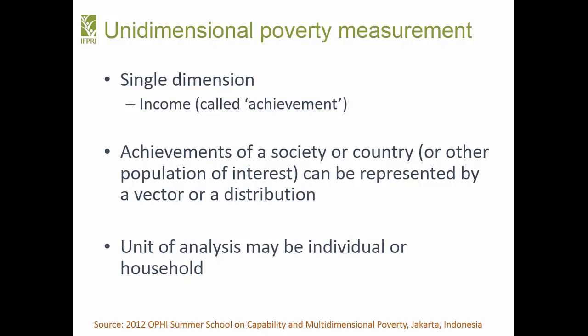Now, this is called achievement, right? This is the level. So the level of income, for example, is the level of achievement of this dimension that we're using to measure poverty. So the achievements of a society or a country or whatever population of interest you have can be represented by a vector or a distribution. So basically, if this is our little country in the IFPRI office, each of us has an income, right? And it's all in the same unit. Let's say standardized dollars, for example, right? And our achievements collectively can be represented by a distribution.